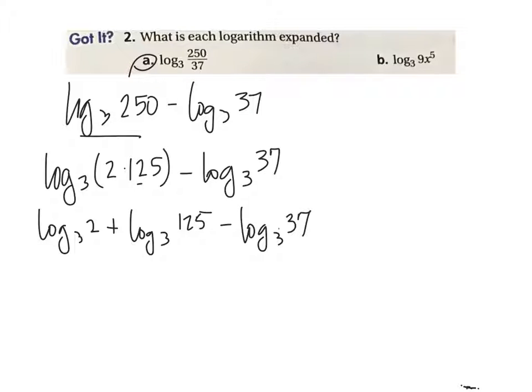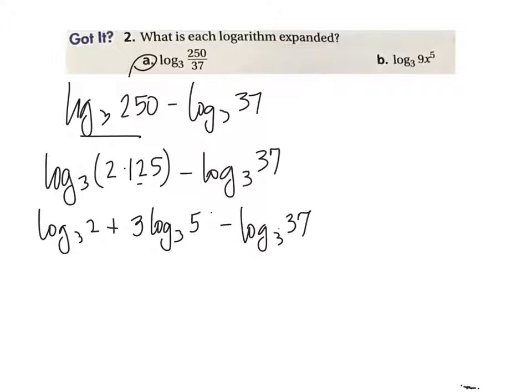Now that we have separated it, we could be done here, but we can still do some more simplification. Looking at base 3, we said that 125 is the same thing as 5 cubed, and we can now rewrite that. Now we should expand it out using our properties of the quotient, the product, and the power rule.